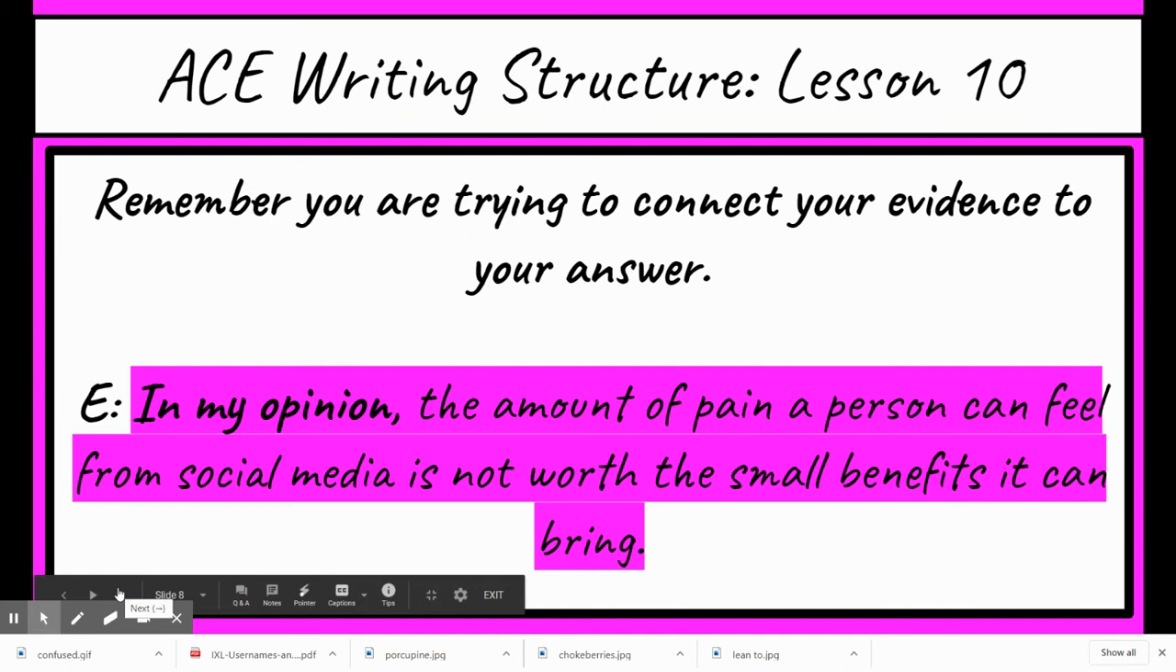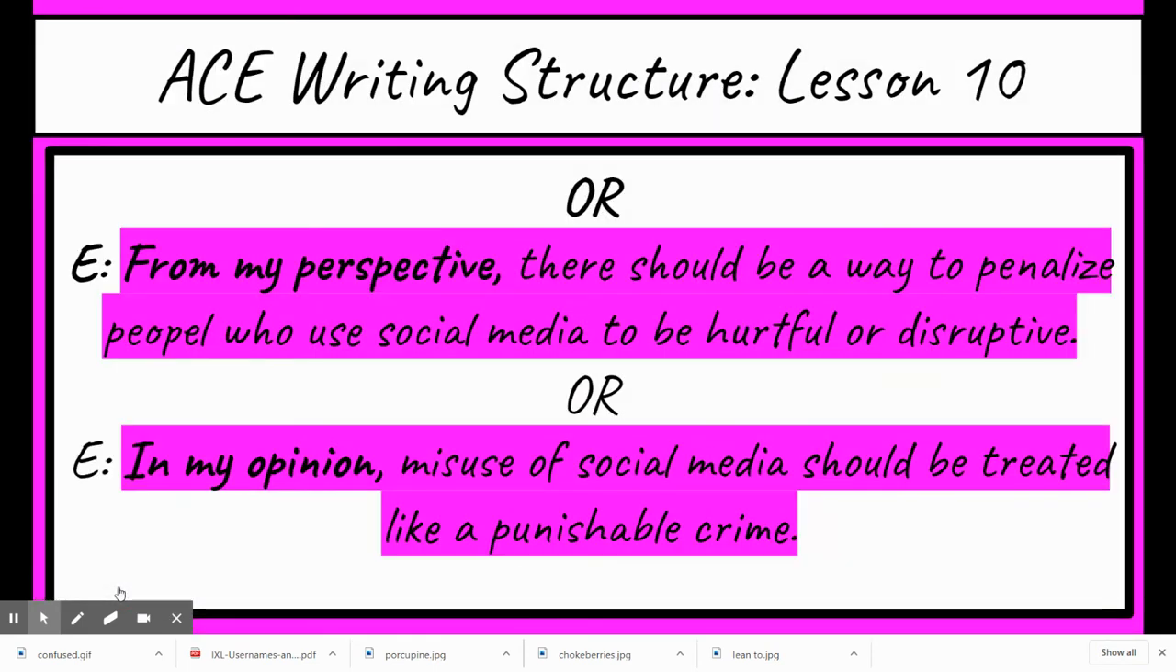Notice how I'm using my opinion here. This isn't a fact. This is something that I think, I believe. It could be different from what another person thinks or believes. I could also elaborate that same exact A and C by saying, from my perspective, there should be a way to penalize people who use social media to be hurtful or disruptive. Or I could say, in my opinion, misuse of social media should be treated like a punishable crime.